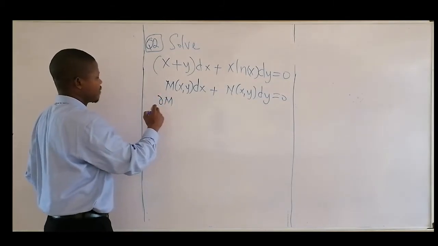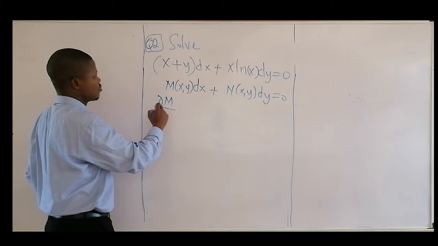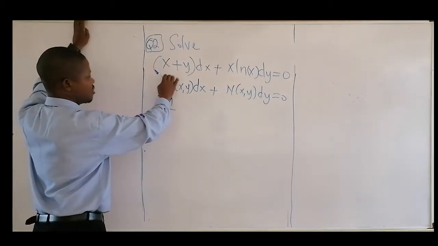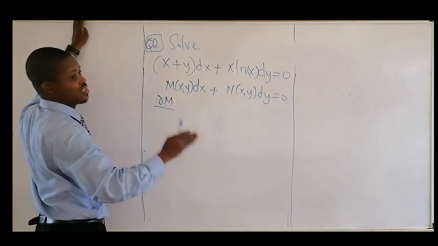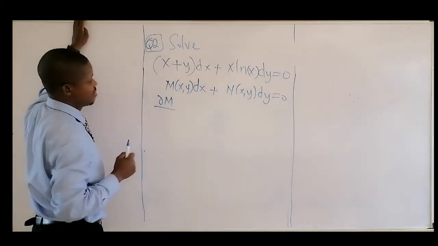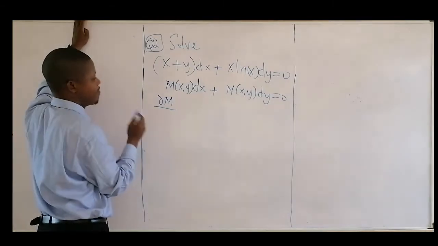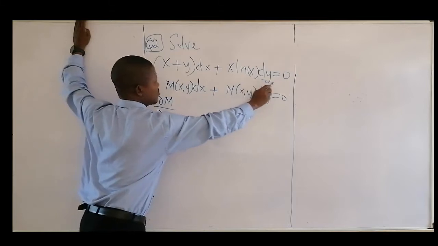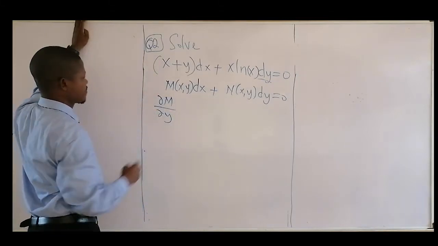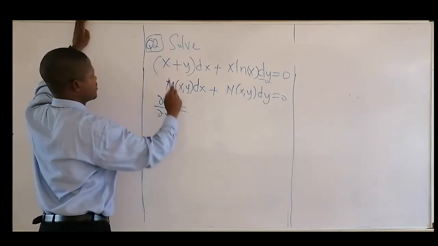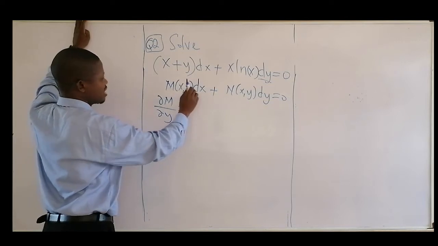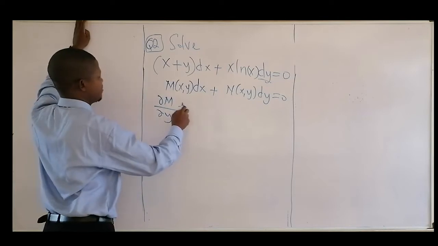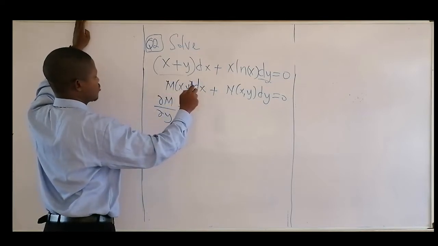Your M, partial differential of M with respect to y. I told you in the previous video that once you know your M, you have to determine which one is your M and which one is your N. Once you know your M, you do the partial differential with respect to y. This is our M, which is the one that has the dx attached to it, and we differentiate this with respect to y.